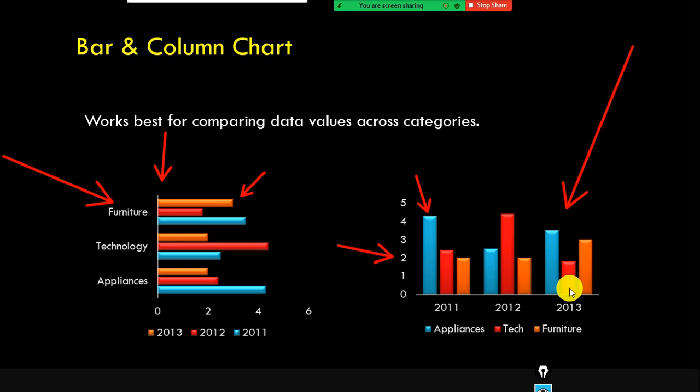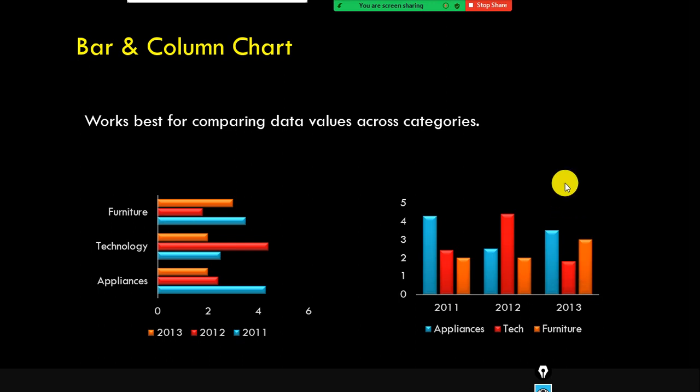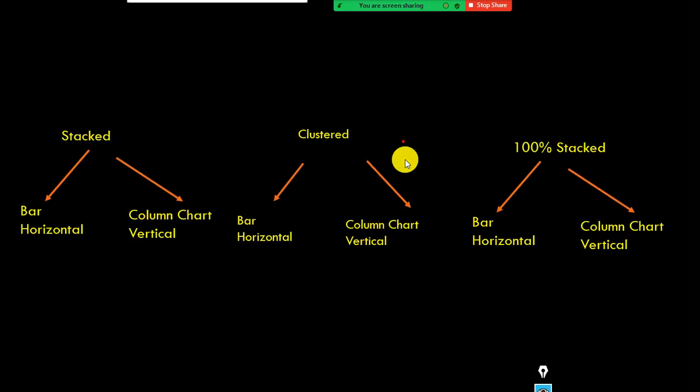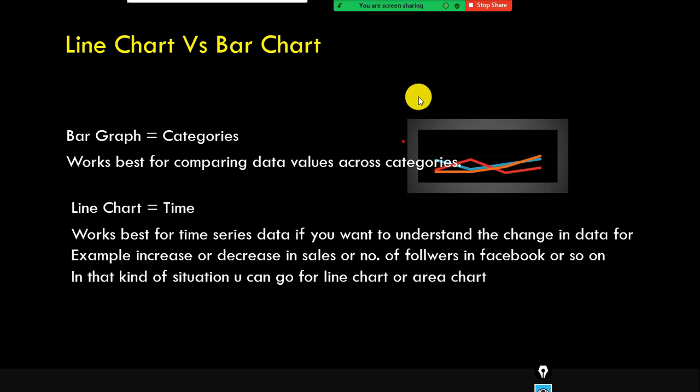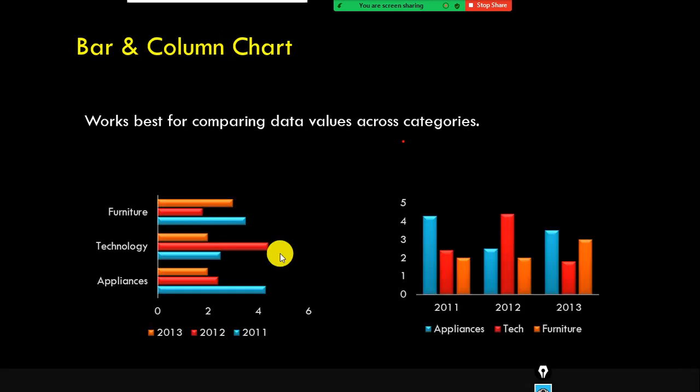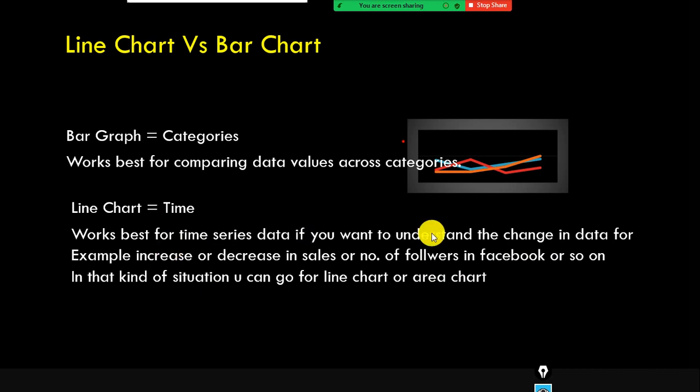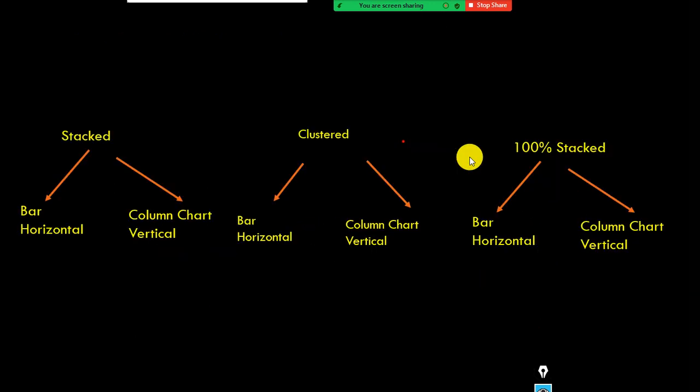And now the question is, earlier we discussed line chart and area chart. Now the question is, what's the difference between line chart and bar chart and column chart? The bar graph is meant for categories. It works best for comparing data values across categories. That is what I discussed so far. The line chart is meant for time. If you want to compare the changes over a period of time, then you can go for a line chart.